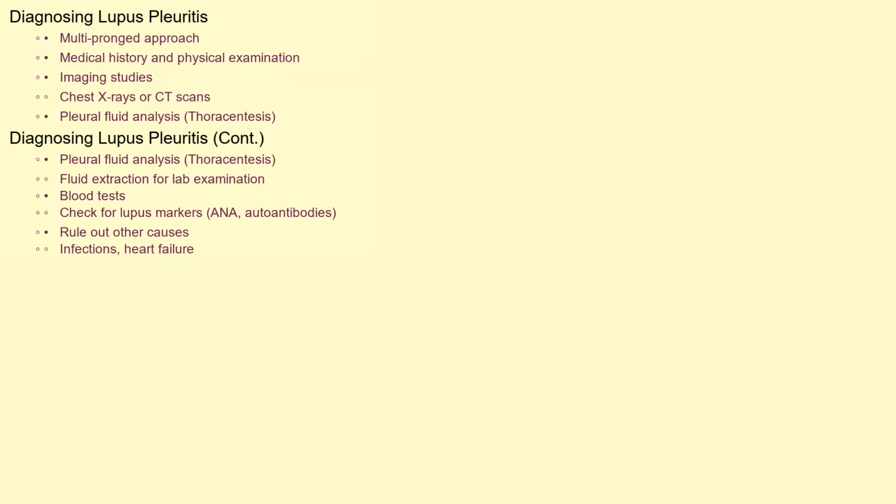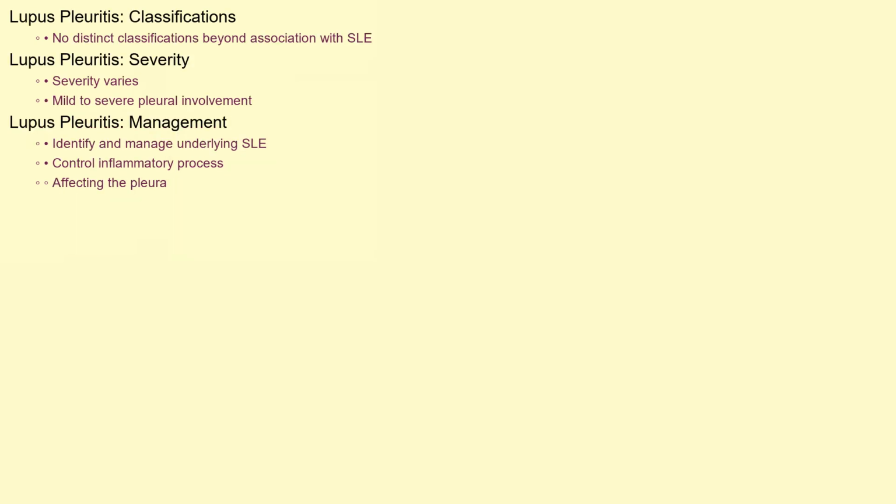Blood tests are also performed to check for markers of lupus activity, such as antinuclear antibodies, ANA, and other autoantibodies. Ruling out other potential causes of pleural effusion, like infections or heart failure, is also essential. Lupus pleuritis doesn't have distinct classifications beyond its association with SLE. The severity and extent of pleural involvement can vary from mild to severe. What's most important is identifying and managing the underlying SLE to control the inflammatory process affecting the pleura.